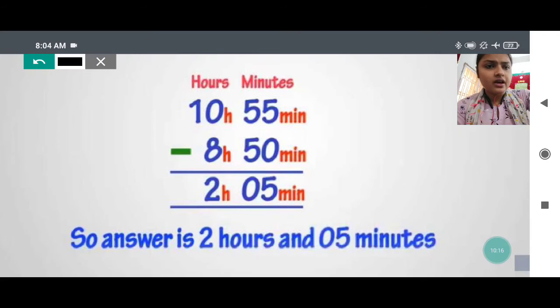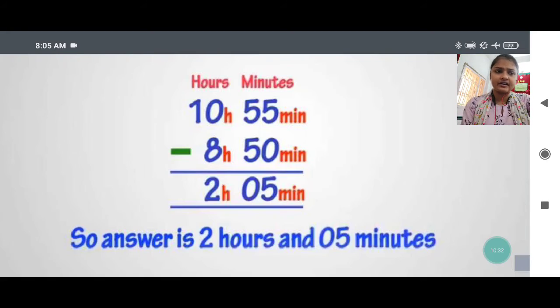We will subtract. 5 minus 0 will be 5. 5 minus 5 is 0, and 0 minus 8 is not possible, so it will be 10. 10 minus 8 is 2. So we are getting 2 hours and 5 minutes. It was a simple subtraction where we are not taking carry.